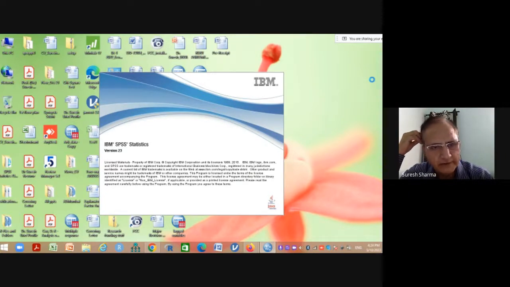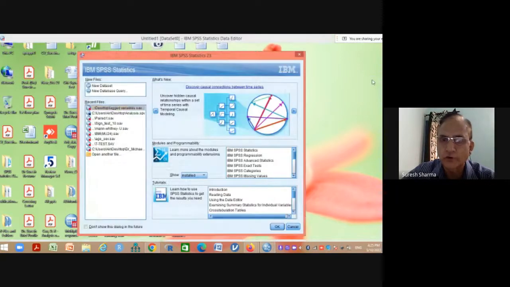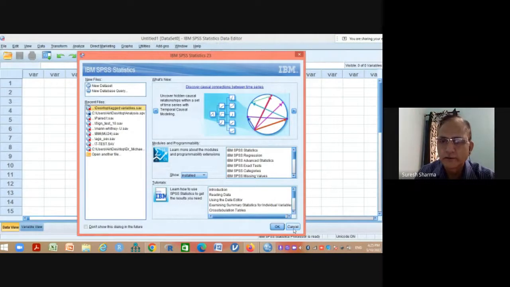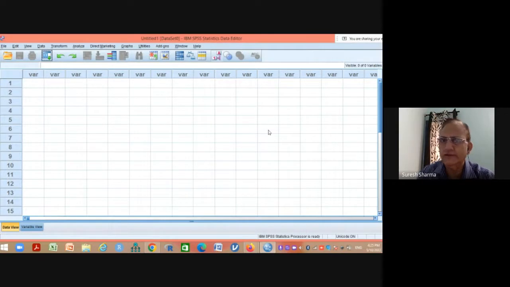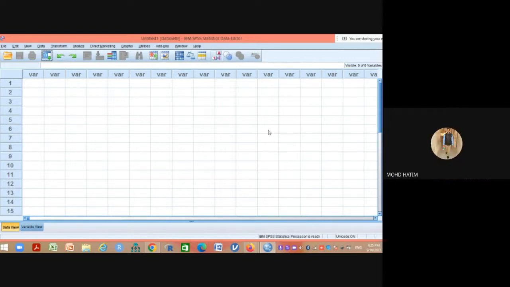So this is basically in 2009, IBM procured this software, and this is called IBM SPSS Statistics. If you want to quote somewhere, you need to just press cancel here, you will be at the worksheet of SPSS. So this is called the worksheet of SPSS. Is it visible? Yes, sir.